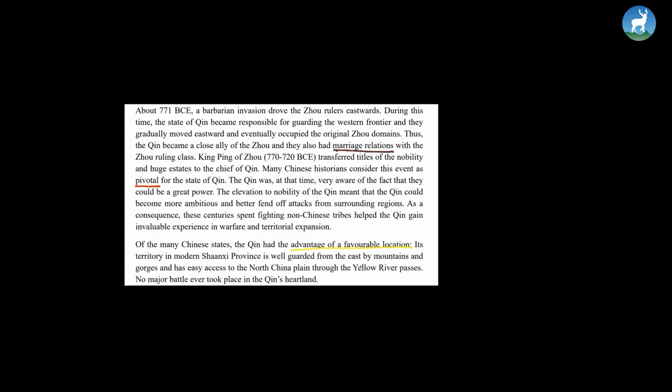Its territory in modern Shanxi province is well guarded from the east by mountains and gorges and has easy access to the North China plain through the Yellow River passes. No major battle ever took place in the Qin's heartland.